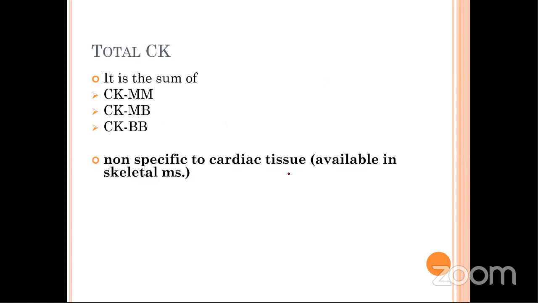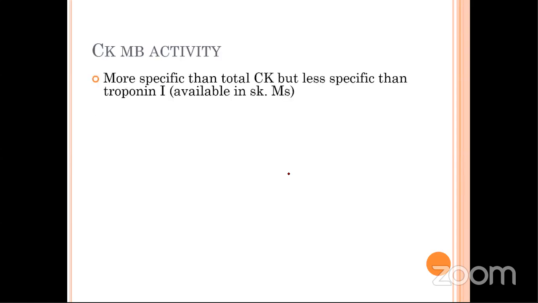Now, what is this total CK? As the name suggests, it is the sum of CKMM, CKMB, and CKBB. Now, it is non-specific because it is the sum of all three. The CKMB is more specific than total CK because it is only specific for cardiac muscles. But when compared to troponin, it is less specific.